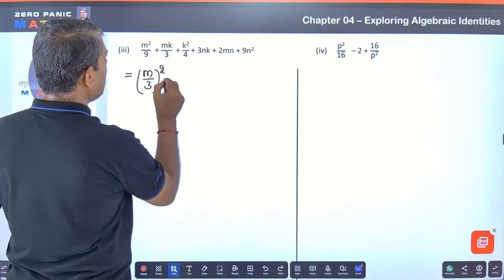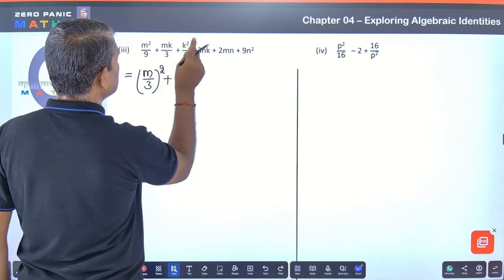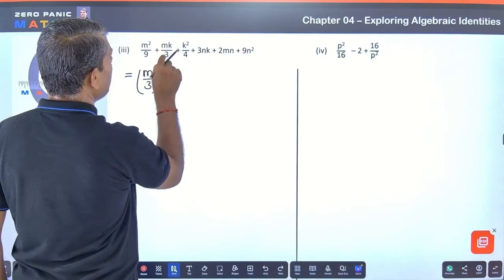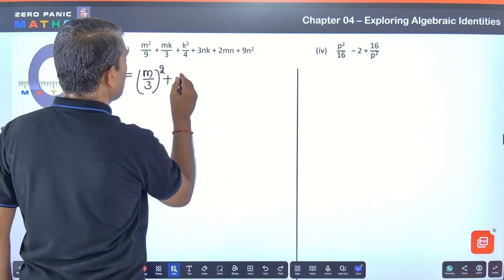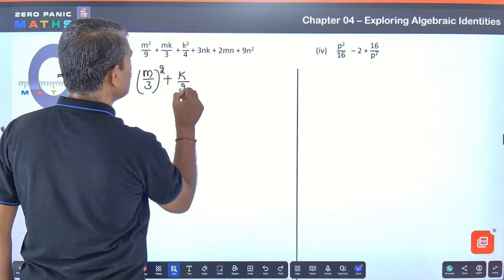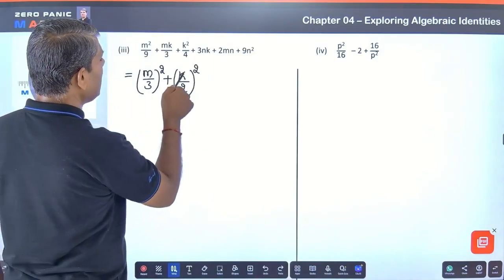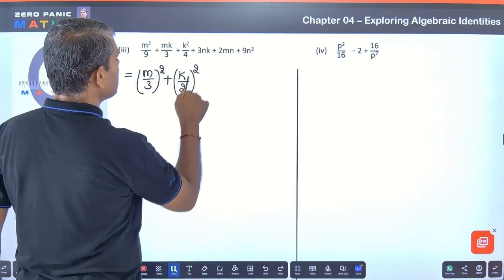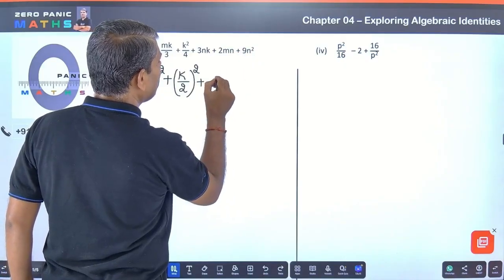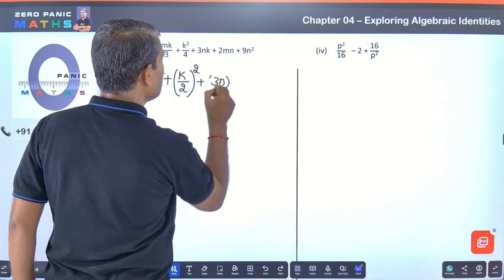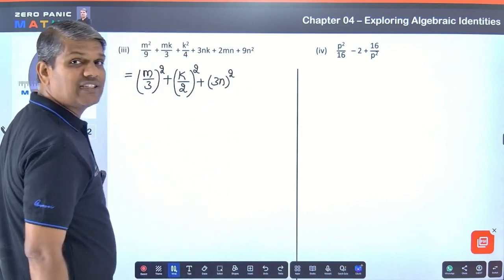Is it correct? And b square, what is b square here? It is (k by 2) whole square. So you just look at the square terms first. Here it is 2ab, 2bc and 2ca, but it is b square for us, and that makes it (k by 2) whole square. So k by 2 is b here. Are you getting my point? a is m by 3, k by 2 is b. So it is k square by 4. Again, the c square term is there here with 9n square. So I can write it as (3n) whole square, which gives me 9n square, making the c value as 3n.